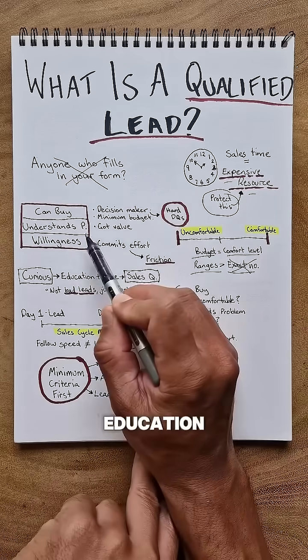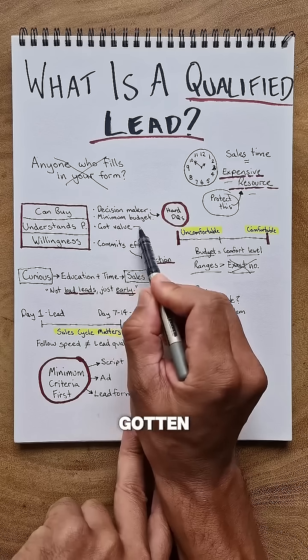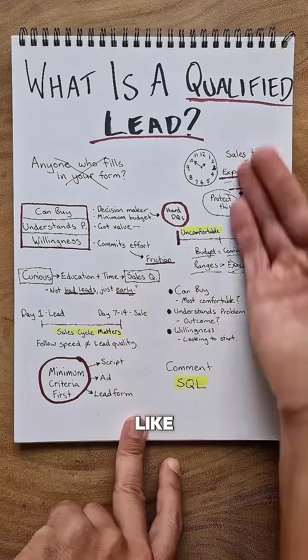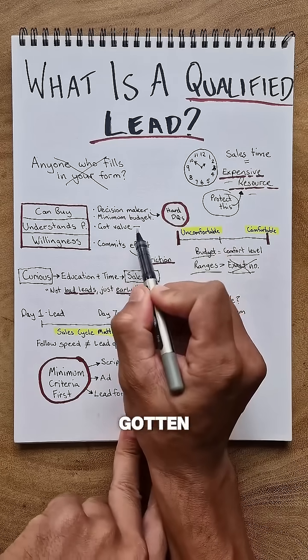The second filter is education. Do your potential clients understand the problem that you solve? So this assumes they've gotten value from the ad. You might have used a sketchbook, just like the format I'm shooting this in, or a Skillshare, or a static class video, or an iPhone notes, whatever. Point is, they've gotten value from this ad.